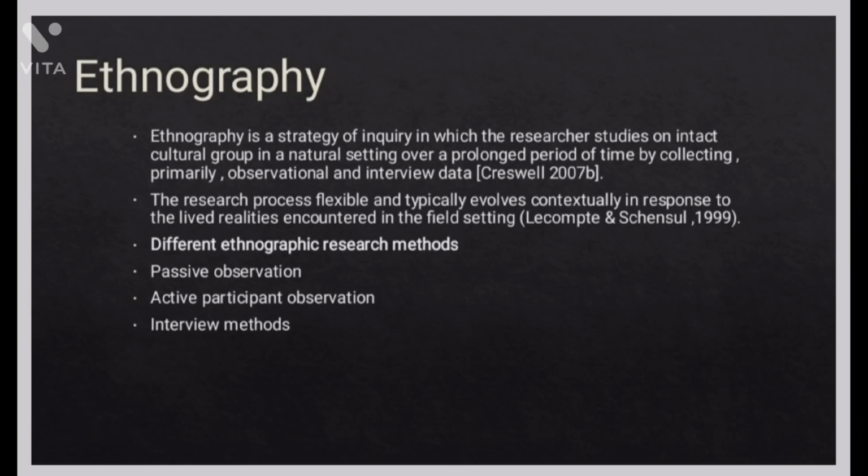Next one is active participant observation. Here, the researcher is involved with the people, interacting, working, and cooperating with them. The documentation is the same as for passive observation. The main benefit of this active observation is that the researcher becomes part of the group, which allows not only observing that particular behavior but also gives a better understanding as compared to passive observation.